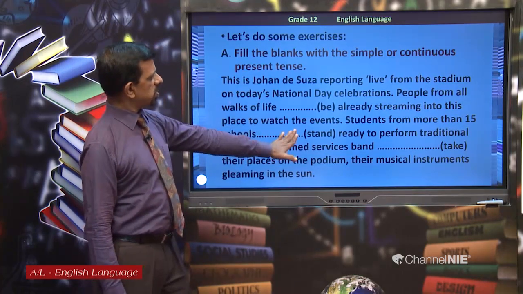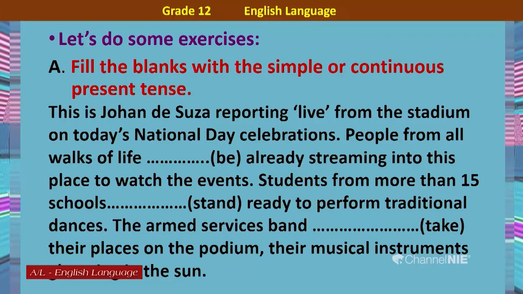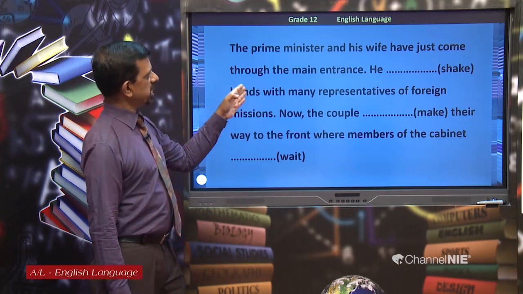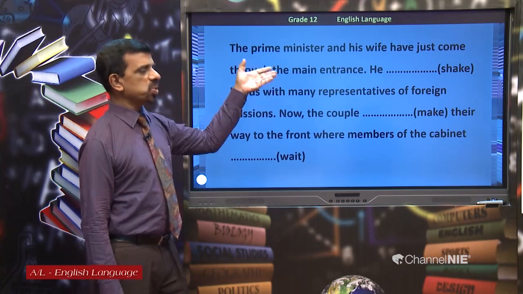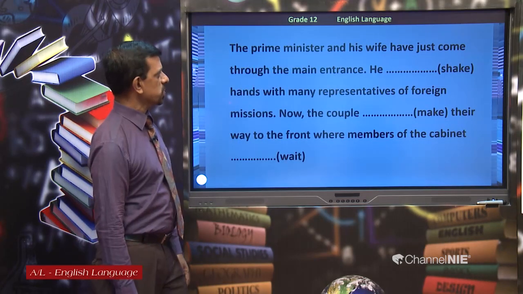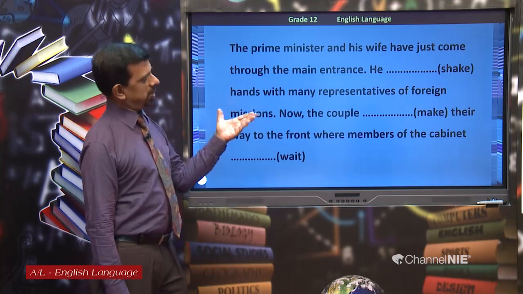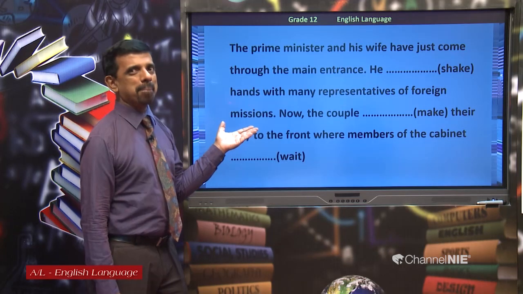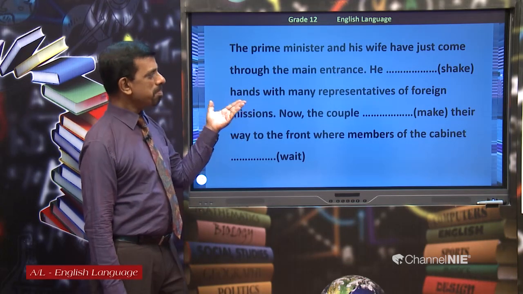The armed services band, if you use simple present tense, it takes. The armed services band takes their places on the podium, their musical instruments gleaming in the sun. The Prime Minister and his wife have just come through the main entrance. He, if you use simple present tense, he shakes hands with many representatives of foreign missions. Now the couple, make or makes, couple. So, now the couple makes.